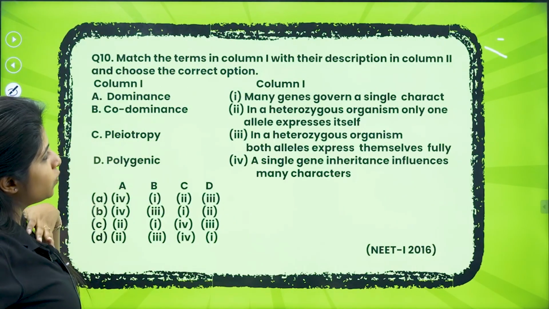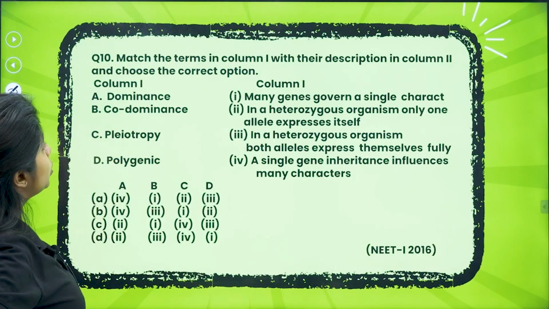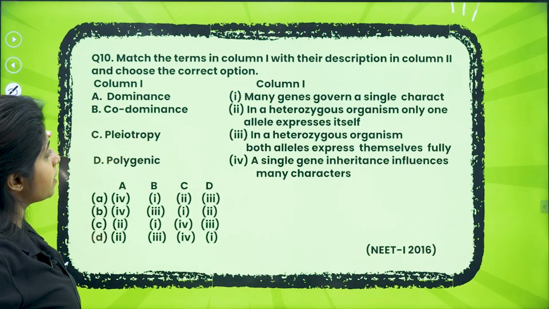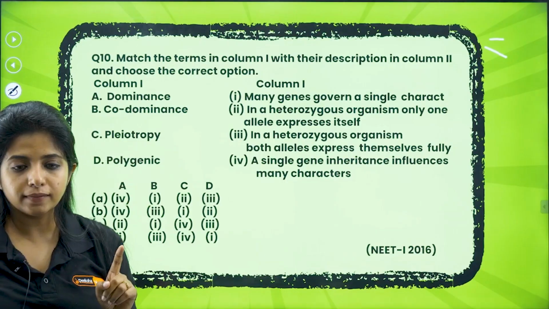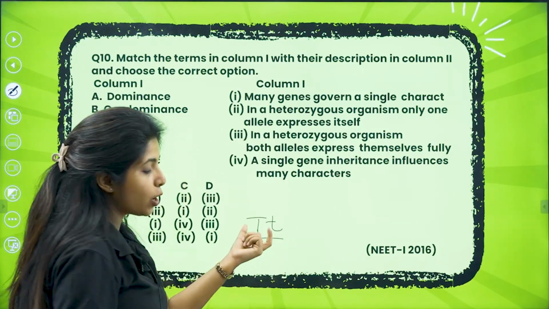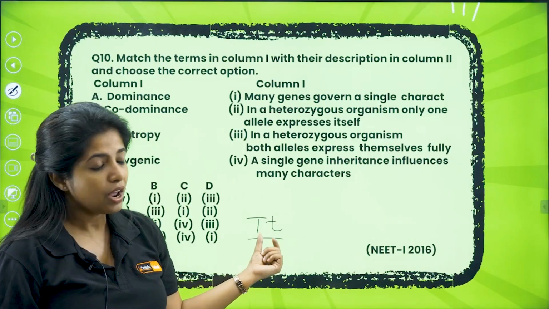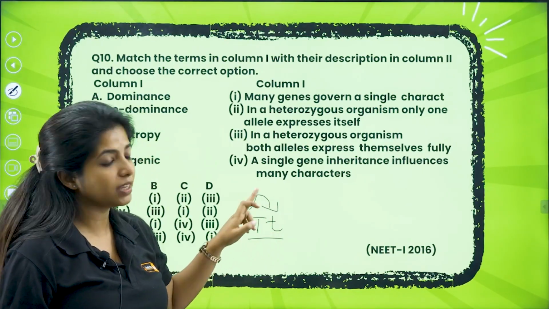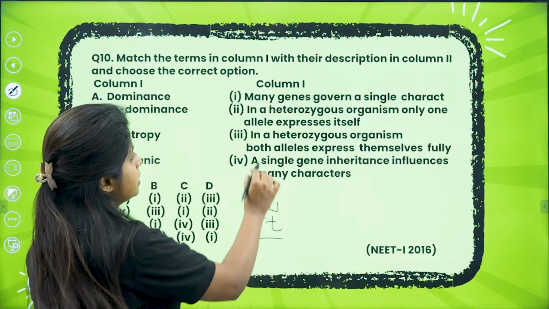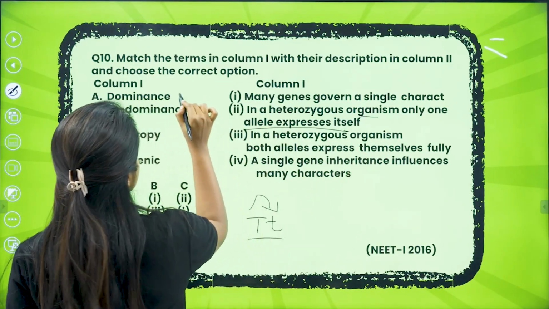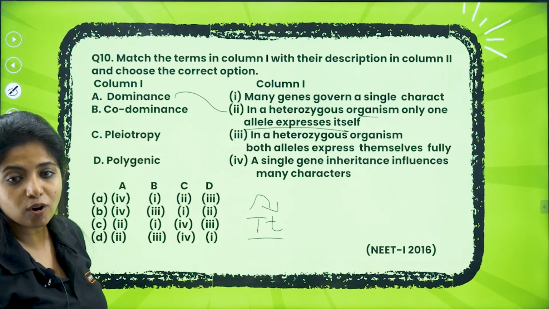Match the terms in column 1 with the description in column 2 and choose the correct option. Dominance, codominance, pleiotropy, polygyny. Dominance means what? Basically, whenever there are 2 different alleles, what do I call this condition? Heterozygous condition. Whenever there is a heterozygous condition, if one is able to express over the other, this is dominance. So in a heterozygous organism, only one allele expresses itself. This would be dominance. So A goes with 2.